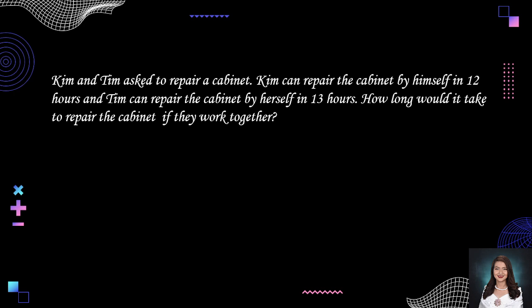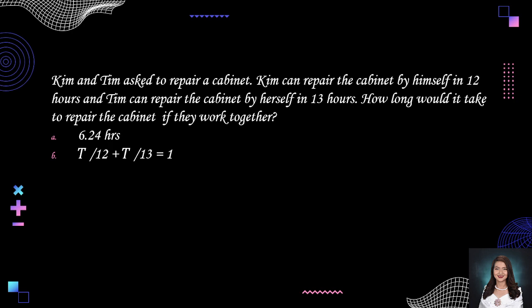Kim and Tim are asked to repair a cabinet. Kim can repair the cabinet by himself in 12 hours, and Tim can repair the cabinet by herself in 13 hours. How long would it take to repair the cabinet if they work together? The answer here is 6.24 hours.